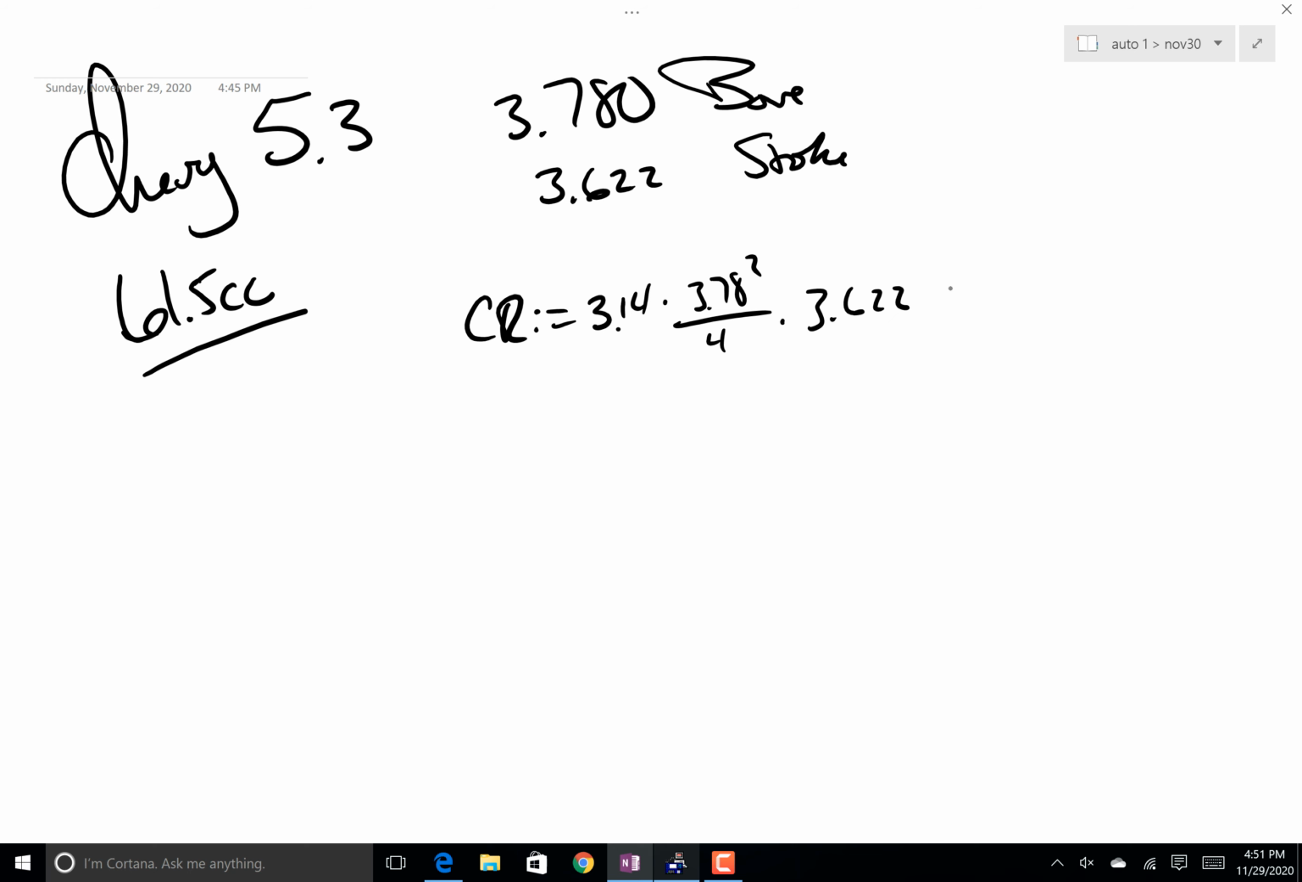Now, be careful. A lot of people will do this. Those people are wrong. Remember, this is in inches, up here. Okay, these are in centimeters. That can't live. So what I did is I went ahead and converted for us.